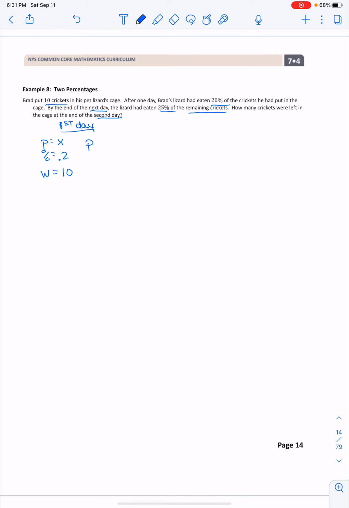So we have P, percent, and W. So we have X equals 0.2 times 10, which means he ate 2 crickets. So to find out how many he had left, we have to subtract 10 minus 2. So he had 8 left after the first day.